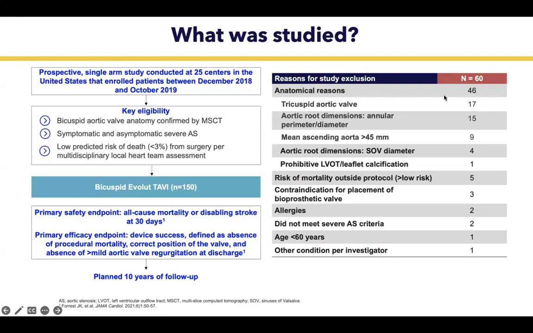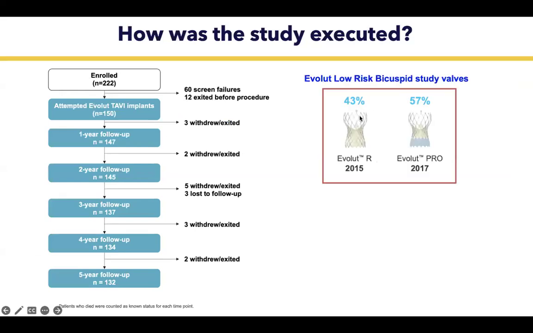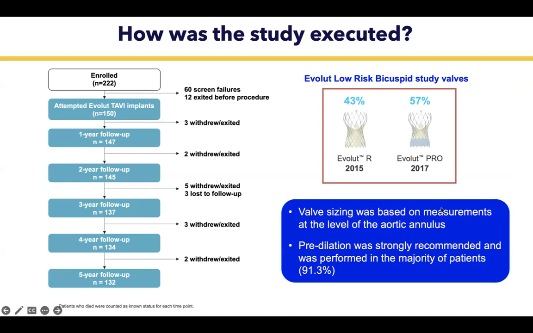Here you see quite a few patients were excluded for anatomical reasons, 46 patients, also for LVOT or leaflet calcification, etc. So this is, again, a cherry-picked data set. You see here that almost 50% were treated with the older Evolut R, 50% with the newer Evolut Pro. Nowadays we have the Evolut FX already. Also important to know is that the sizing was typically done on the aortic annulus, so not really downsizing based on the intercommissural distance, etc. And pre-dilatation was performed locally in 91% of cases, so that's good. I will pre-dilate 100% of my bicuspid cases, to be honest.